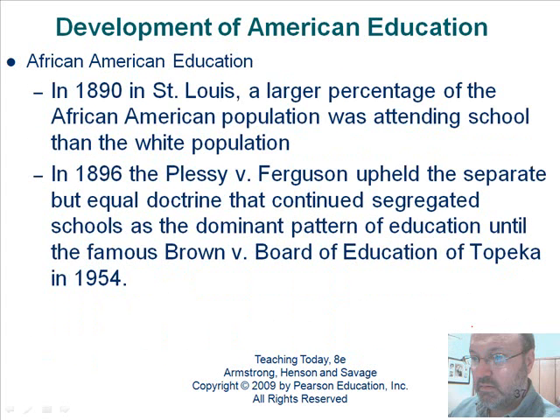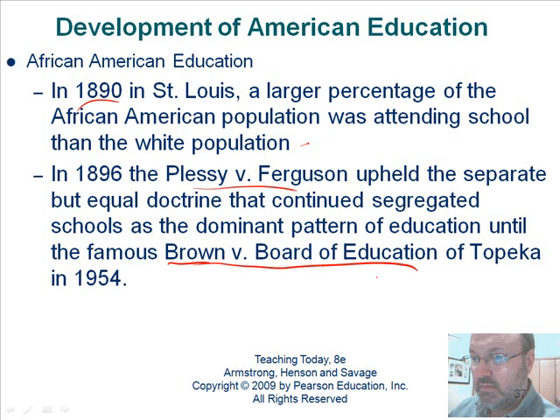Okay. 1890 in St. Louis, a larger percentage of the African American population was attending school than the white population. That's scary, isn't it? In 1896, Plessy versus Ferguson upheld the separate but equal doctrine that continued segregated schools as the dominant pattern of education until that famous Brown versus Board of Education.